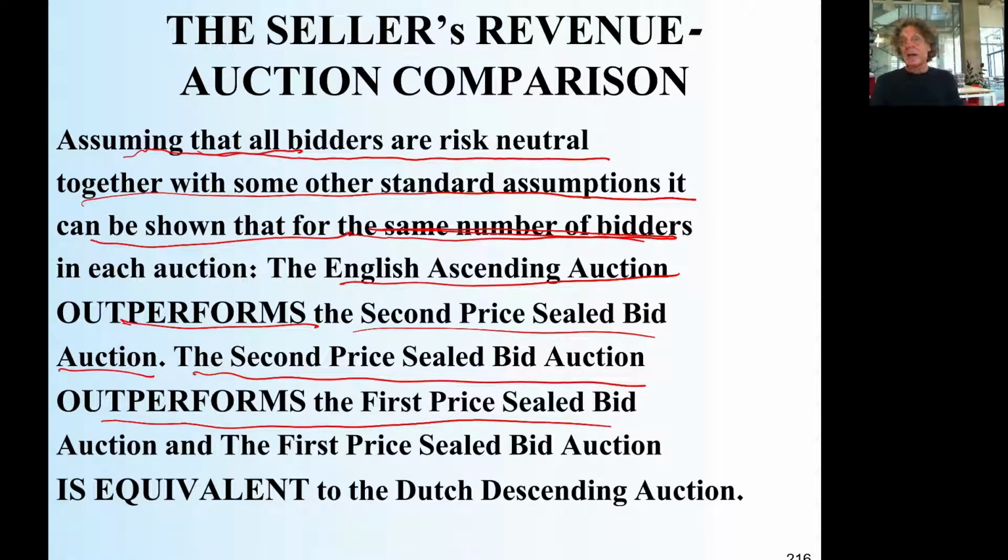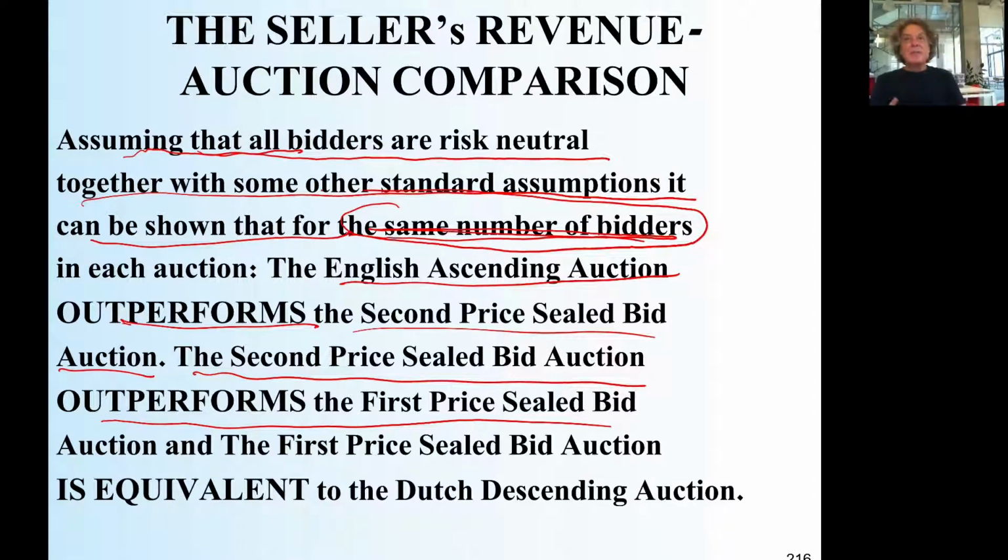Namely, again, in a private value case, all of them are the same for the seller. However, in the general case, second price auction is better for the seller than a first price auction. This is under risk neutrality. With risk aversion it is different. And the first sealed bid auction is equivalent to the Dutch auction because everything there is equivalent. Okay. However, let me emphasize, everything here is under the assumption that we are assuming the same number of bidders.